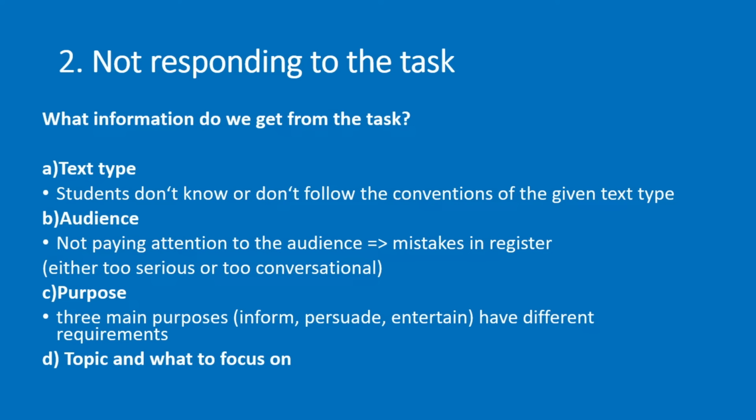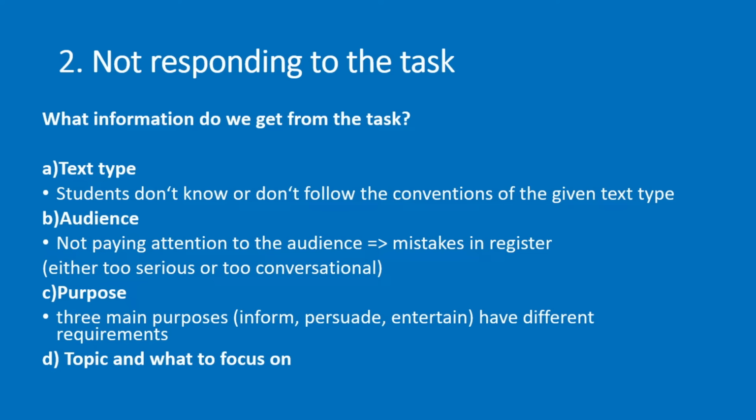For example, writing to inform needs to include a lot of specific details. Writing to persuade has to rely heavily on the use of persuasive techniques. And writing to entertain needs to have vivid descriptions and use lots of figurative language. If students lose sight of the purpose, they're going to omit at least some of those elements, which will result in a poorer overall score.